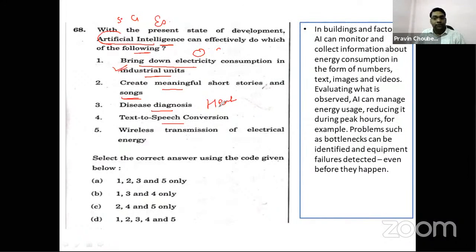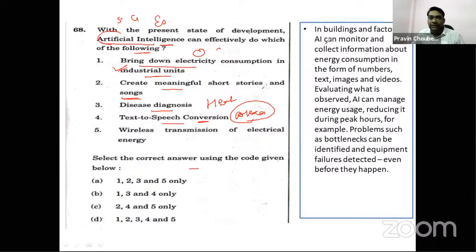Text to speech conversion, like Alexa. You see, Alexa is a text to speech conversion. And wireless transmission of electrical energy is also possible. So in such a question, all the statements are more or less applications of artificial intelligence. So the correct answer will be D, 1, 2, 3, 4 and 5.